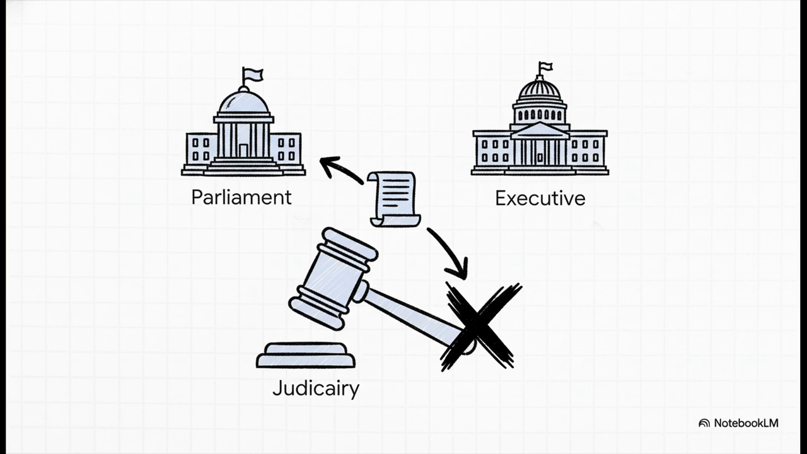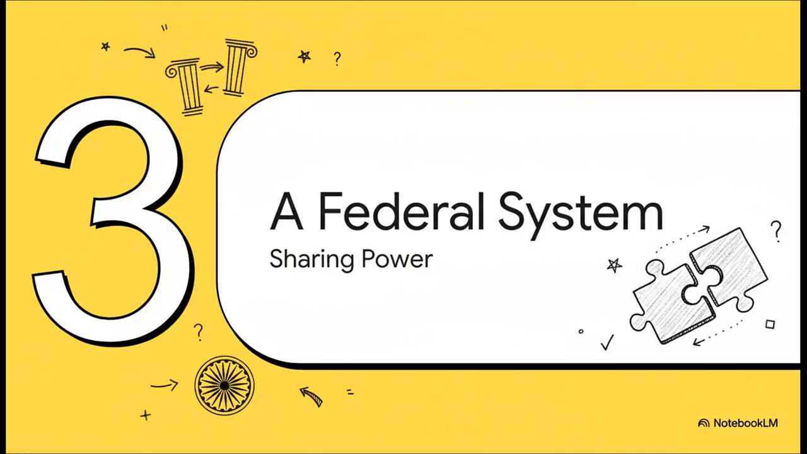For example, the judiciary has the power to look at a law passed by the legislature and say, nope, this goes against the Constitution, and strike it down. That's called judicial review. It's a perfect example of how the system makes sure that no single branch gets too powerful. Okay, so that's the main structure at the national level.